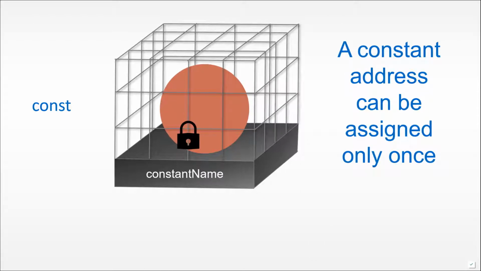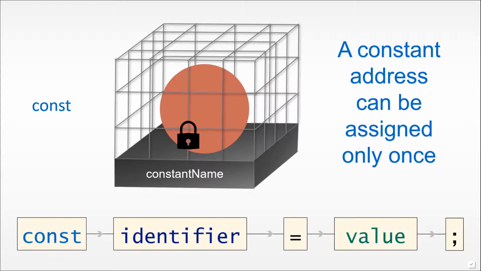So a constant address can be assigned a value only once. That is kind of the idea. In terms of syntax, the syntax is very similar to what we were doing with let and with var. We have a const keyword followed by an identifier, followed by an assignment operator, followed by a value. As I mentioned before, there can also be an expression at this location which evaluates to a value.